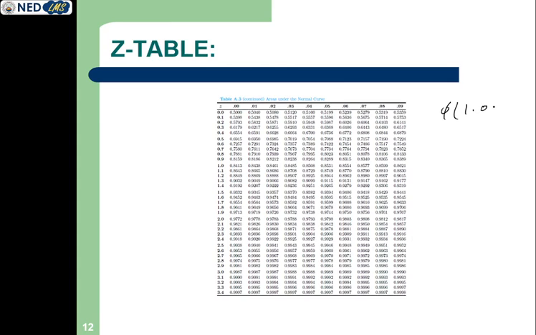So phi of 1.00. See this one, make 1.00, in the row of plus 1.0 in the normal distribution table. How can you find this probability? See 1.0 and then the characteristic 0 column. This is 0, this is 1, 0.01 stands for 1, 0.02 stands for 2, then 3, 4, 5 and so on. So 1.0 and then the 0 column, what is the value?